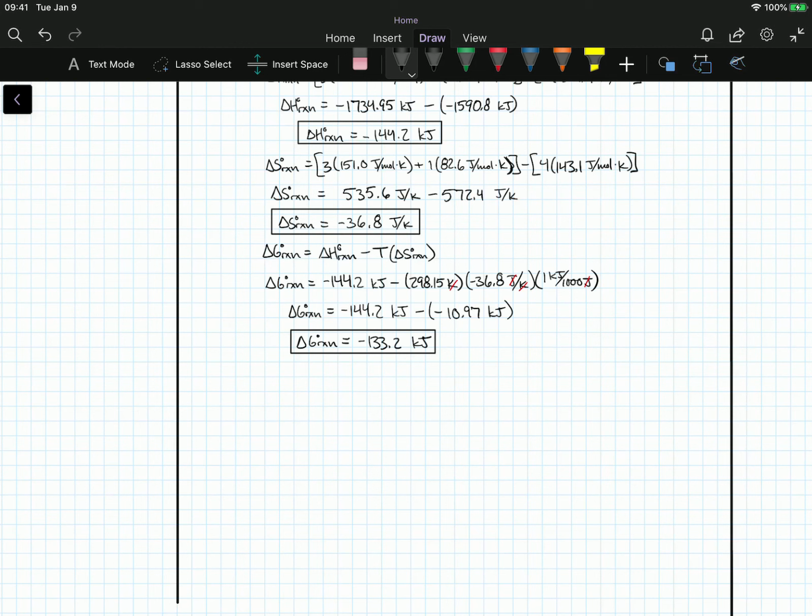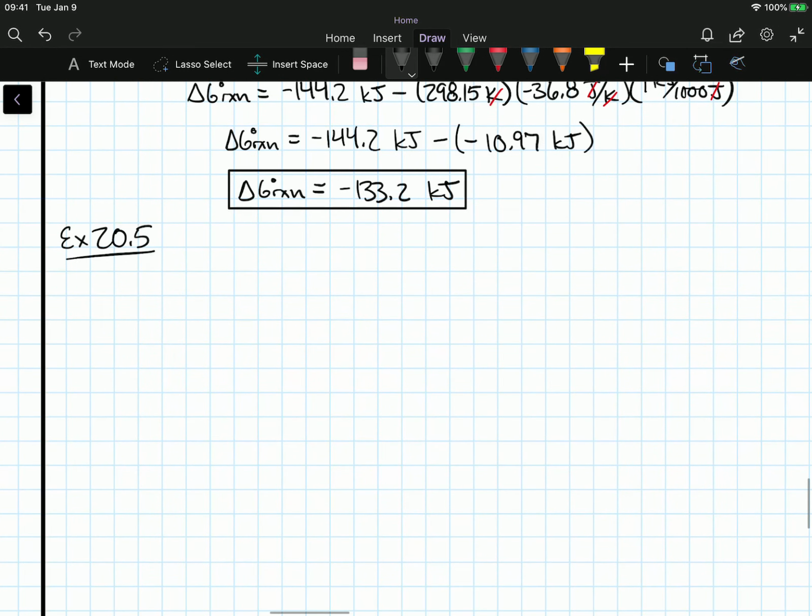The second part of this is example 20.5, and we're going to be doing the same process, but this is a little less cumbersome to go this way because we just look up the Gibbs energy of the products and the reactants to find out the change in Gibbs energy for the reaction. So let's just rewrite this reaction really quickly. For KClO3, three moles of KClO4 and potassium chloride.